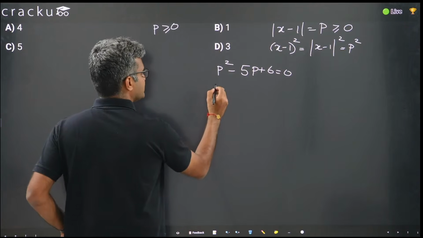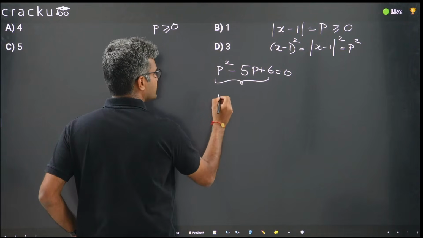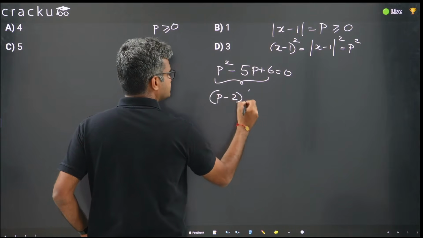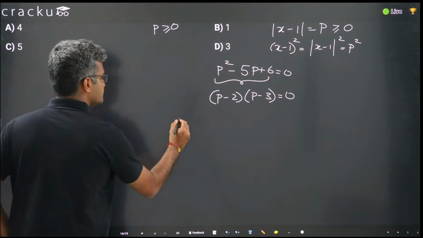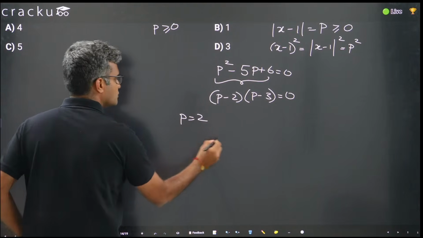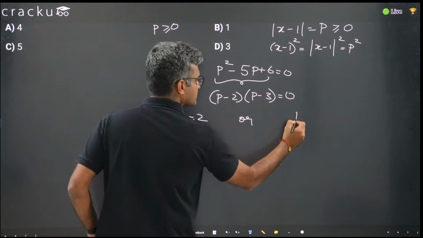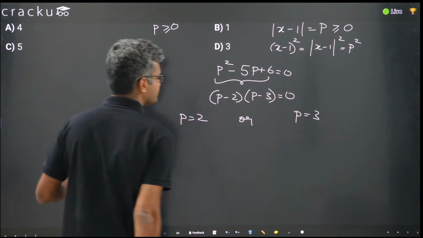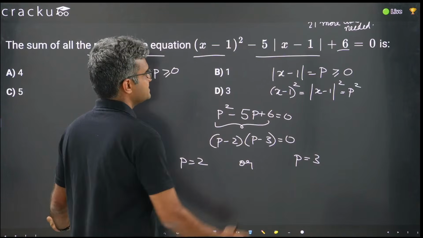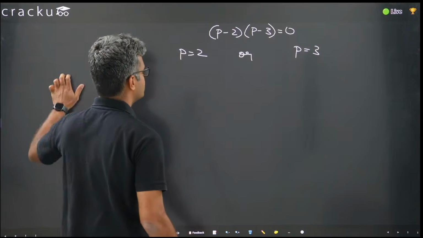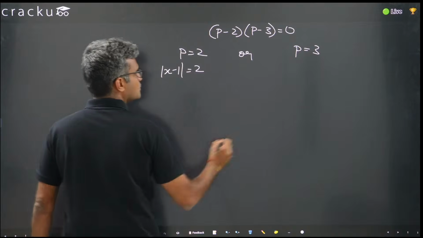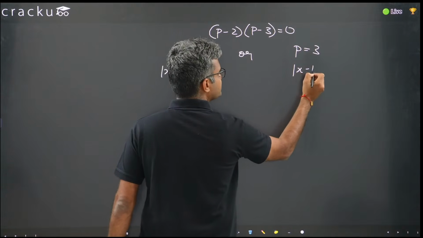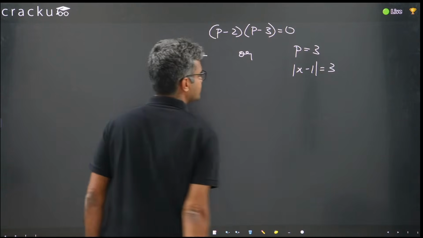So this can be simplified to p minus 2 into p minus 3 is equal to 0. So we have two cases, either p is equal to 2 or p is equal to 3. But what is p? P is simply equal to modulus of x minus 1. So modulus of x minus 1 is equal to 2 or modulus of x minus 1 is equal to 3.